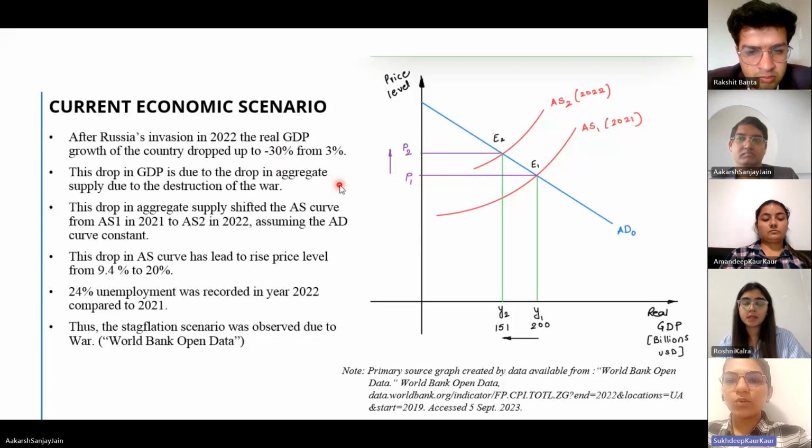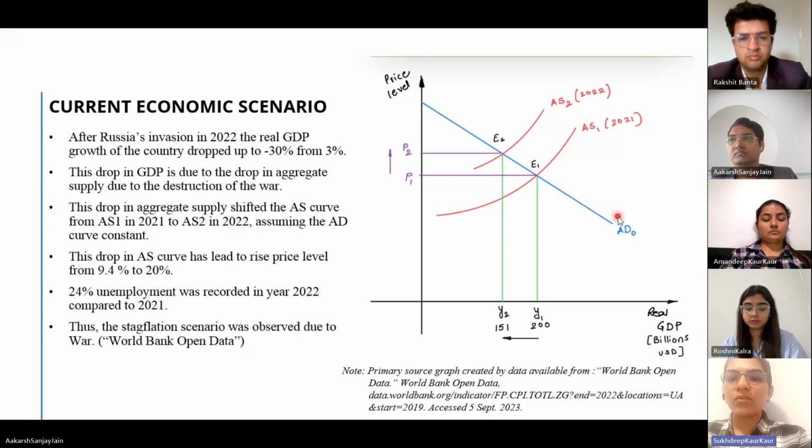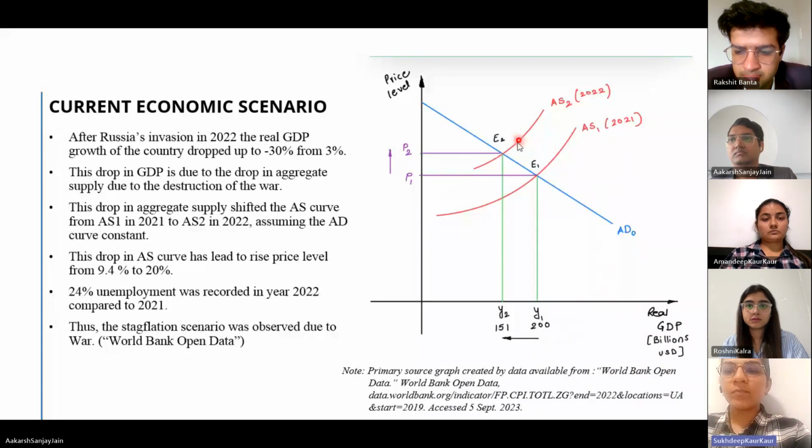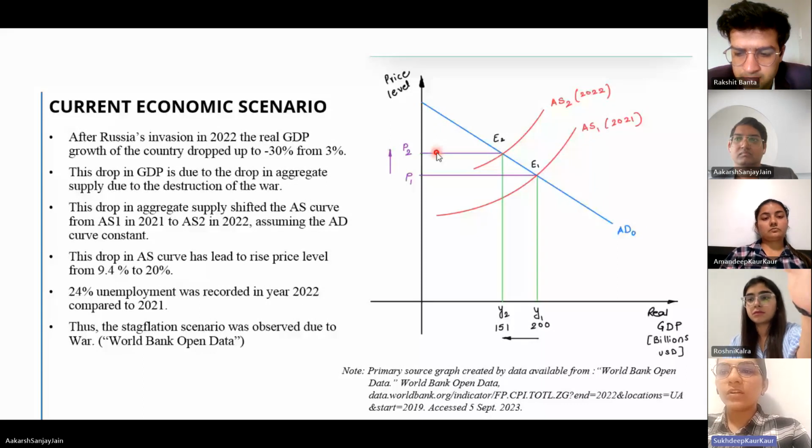Look at the graph. In 2021, AD0 and AS1 provide the initial estimates of aggregate demand and supply with a real GDP of Y1, that is $200 billion, and a price index of P1, that is 9.4%. This drop in the AS curve has led to a rise in the price level from 9.4% to 20%. Now, if we compare the unemployment rate, then it was 24% in the year of 2022. Thus, the stagflation scenario was observed due to the war. So I hand over the next slide to Aman.